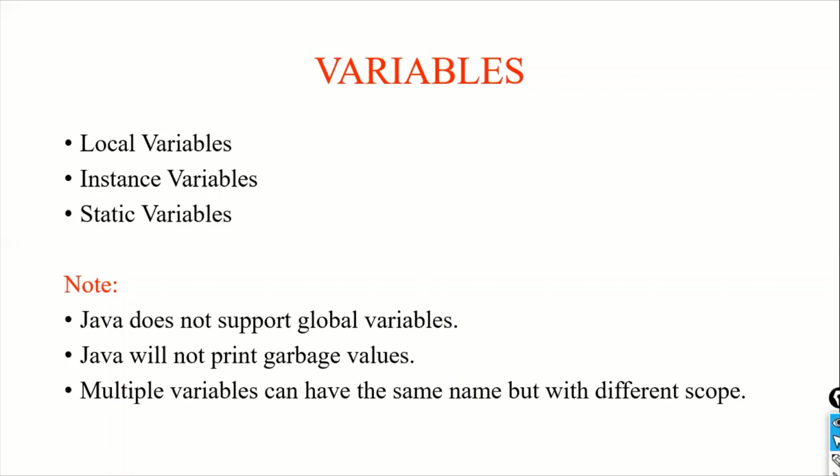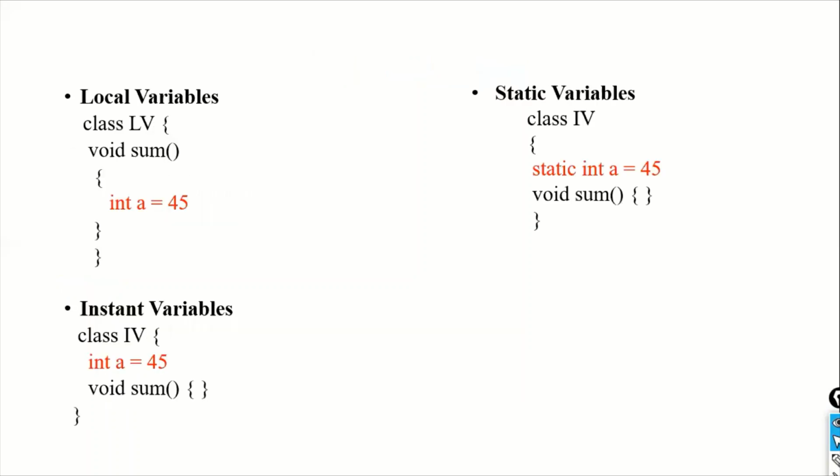And Java does not print garbage values. The last one is that we can have multiple variables with the same name, but the scope of the variables must be different. That means we cannot have multiple variables with the same name and the same scope.